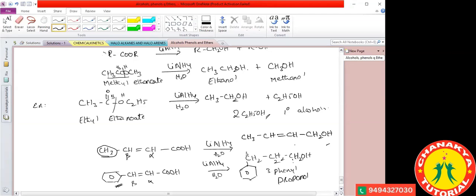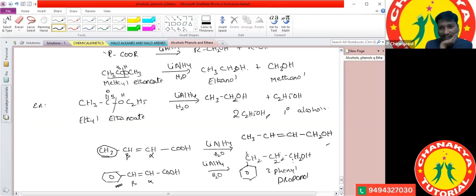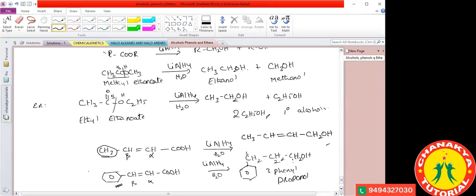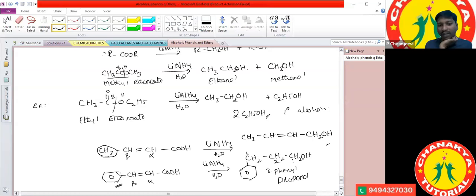It's a JEE and NEET type question. Previous year questions also have it. So the condition for reduction is that the beta position has a benzene ring; only then does it undergo the reduction reaction. Otherwise, it does not undergo reduction.